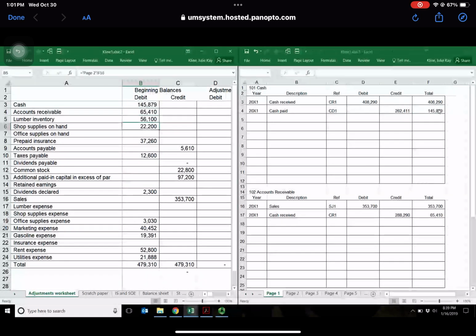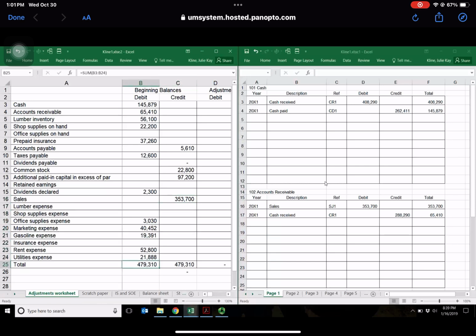Grab AR, shop, office, prepaid, AP. Watch your debits and credits, making sure accounts payable is a credit. Your taxes payable is a debit. We just talked about that. You have common stock, additional paid in capital. Everything needs to be pulled over. Sales is a credit. All your expenses are debits.